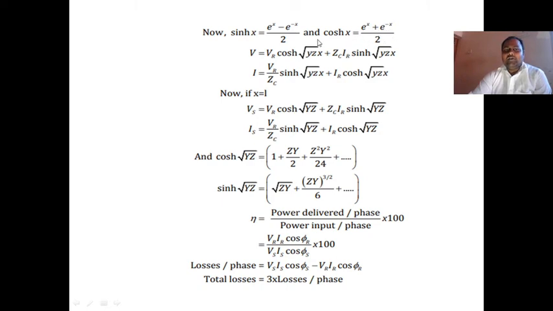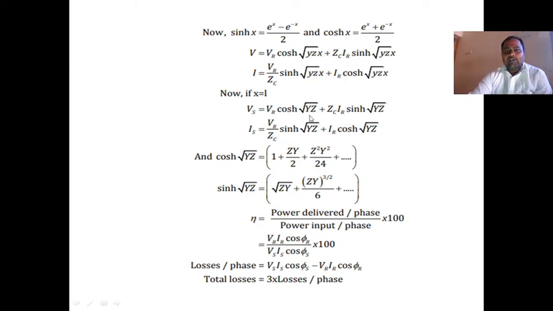So what we get from the expression is V = Vr cosh(√yz·x) + Zc·Ir sinh(√yz·x), and I = (Vr/Zc) sinh(√yz·x) + Ir cosh(√yz·x). Normally √yz is nothing but gamma. Gamma is equal to alpha plus j beta, or √yz. If you substitute that, x is nothing but distance or length.